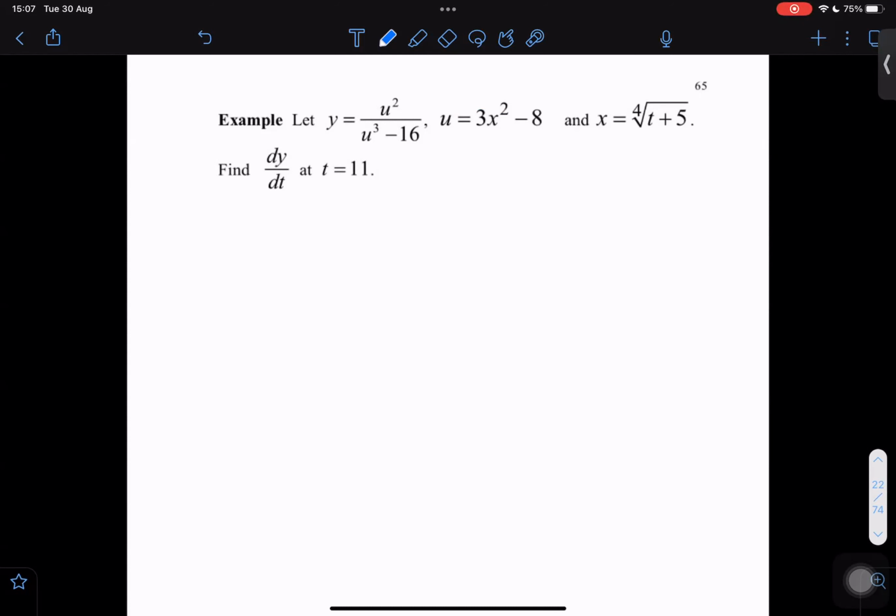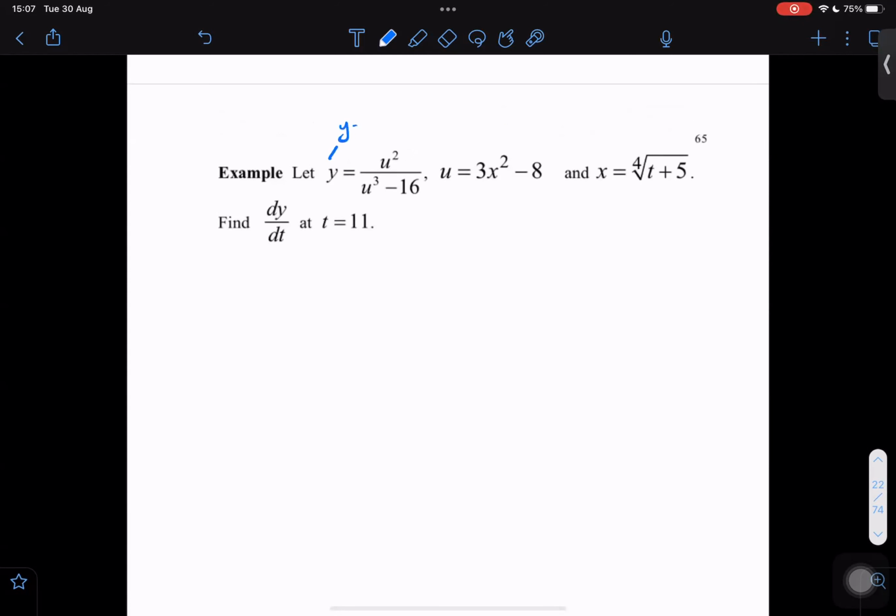In this you will see that y is a function of u, u is a function of x, and x is a function of t, right? So they want to find dy by dt at t equal to 11. Okay, we will just ignore t equal to 11 for the moment.